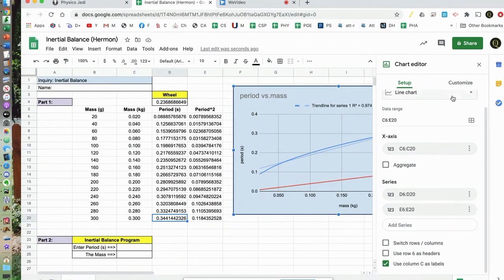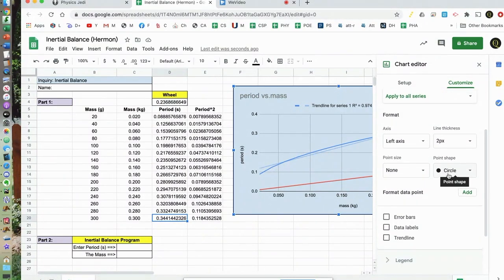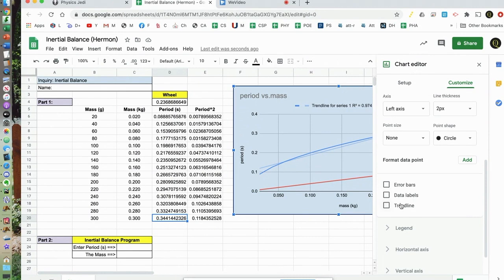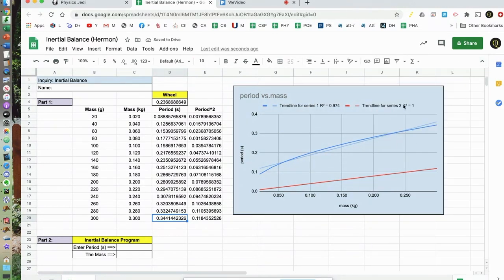Okay, so what I want to do is go to customize. I'm going to go to series, and we have apply to all series. I want to come down here, click on line 2, the red one, and put a trend line through it. Now I did that, and you can hardly even see it because it's right on it. So this is going to be really, really linear. In fact, let's see how linear it is. Click the show R squared value. And look, R squared is 1. It's perfectly linear now when I graphed mass versus period squared.